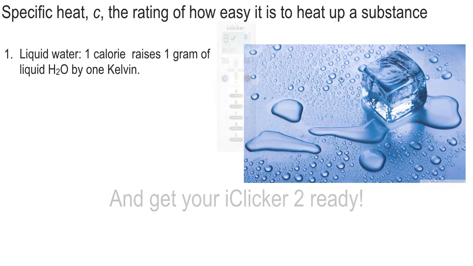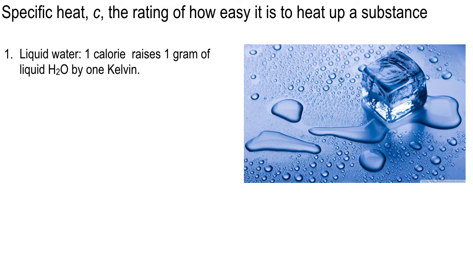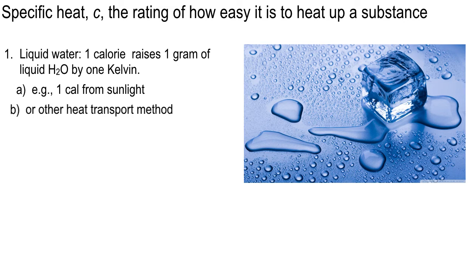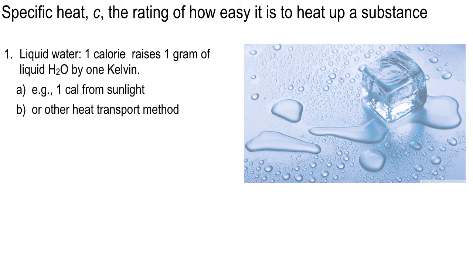And those questions that you answer will be about specific heat and a few other concepts. Specific heat is the numerical rating that we can attach to a given substance that describes how easy it is to heat that substance up, gram for gram and Kelvin for Kelvin. For liquid water, it takes one calorie to raise a gram by one Kelvin. And so for liquid water, either a calorie from sunlight or from a propane stove or any other source of heat energy is going to raise a gram of liquid water by one Kelvin.